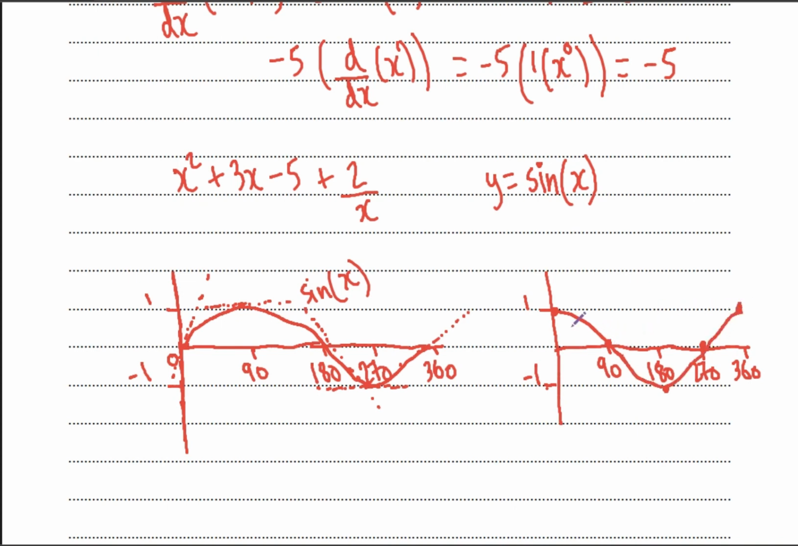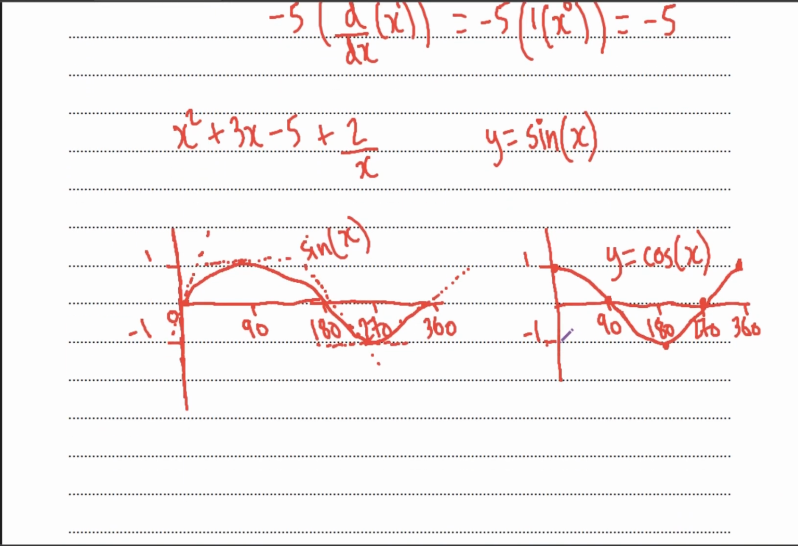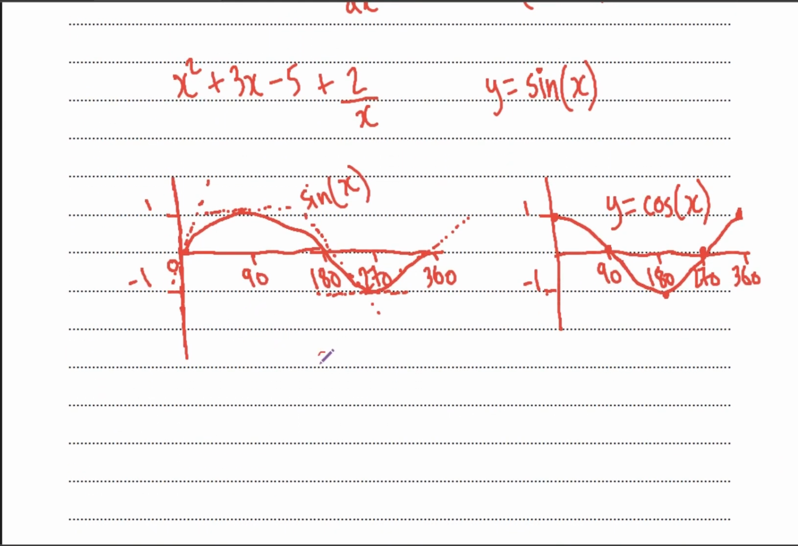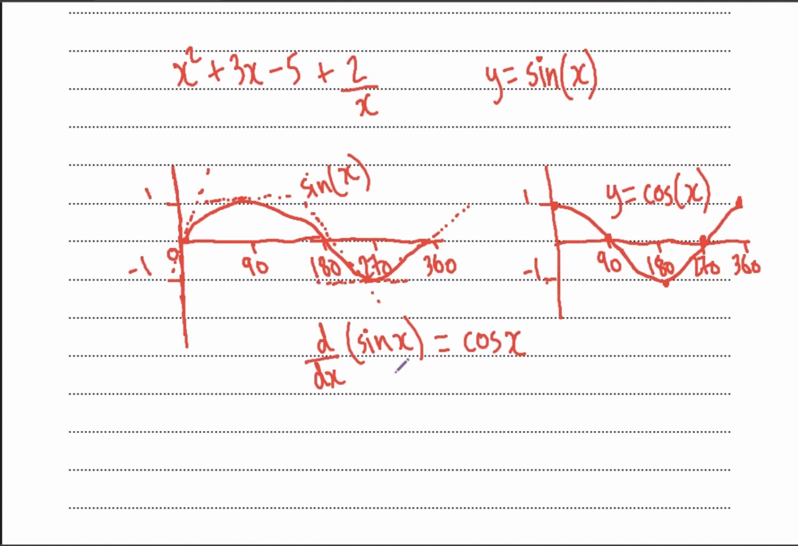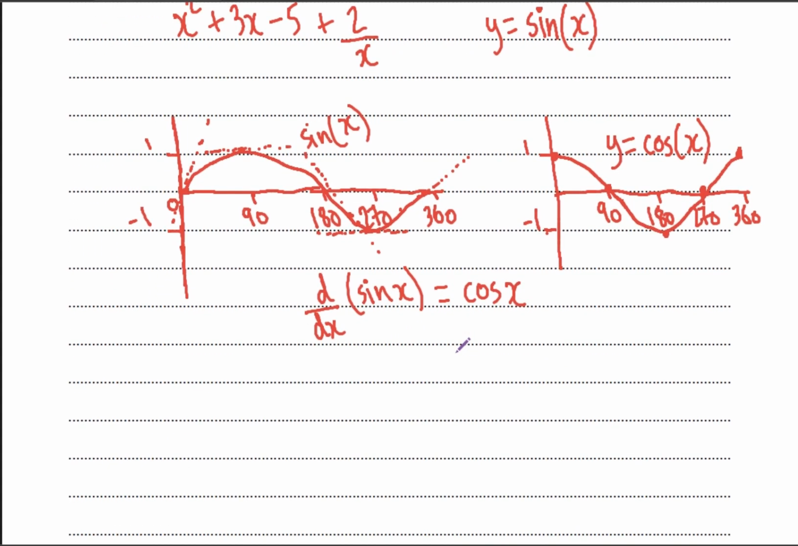And this is the graph of the values of the tangents of sine of x at different angles. But this is a very familiar graph. This is actually y is equal to cosine of x. So what does that mean? That means that the derivative of the sine of x is actually equal to the cosine of x. That's an interesting relationship that we have. We never thought of cosine as being the derivative of sine.